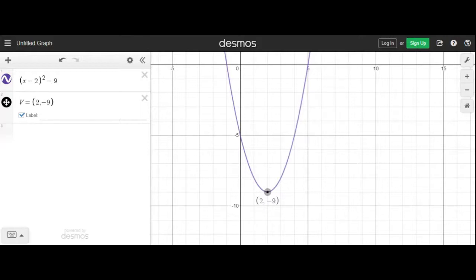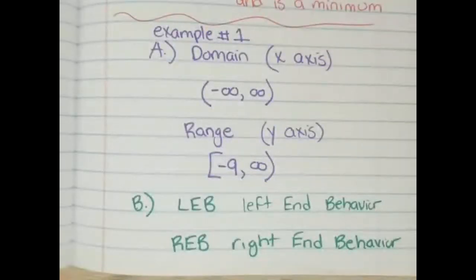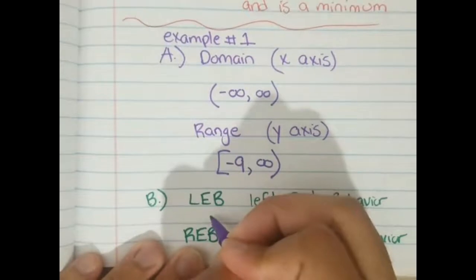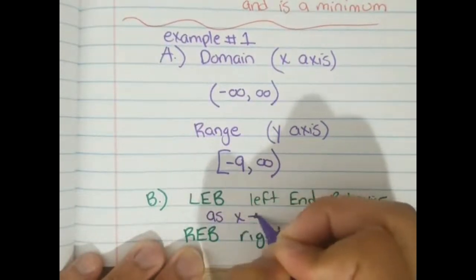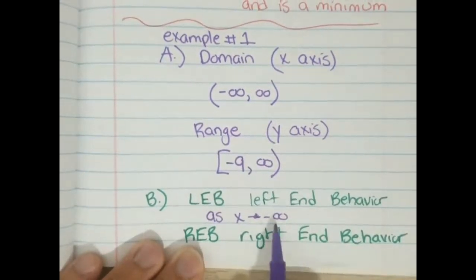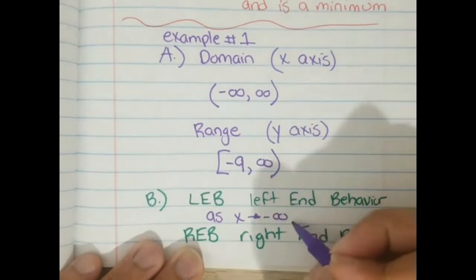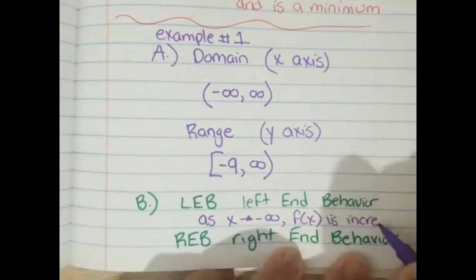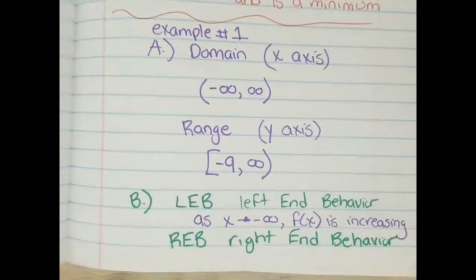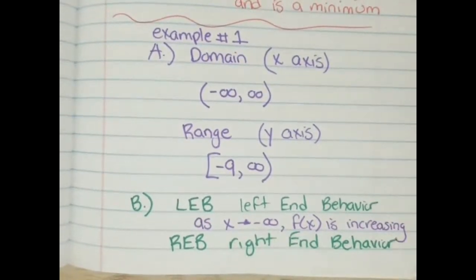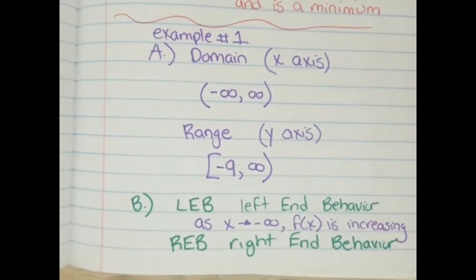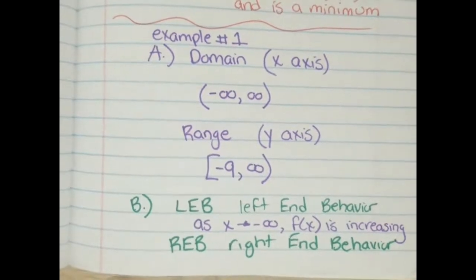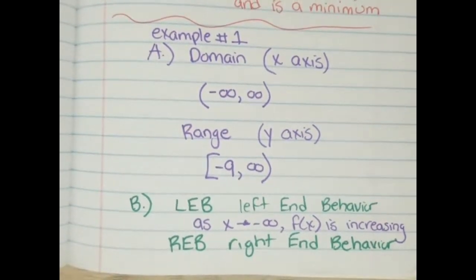Yes, Andy, you're right. It is increasing off to the right. Let me go back to the camera. There is a special way you want to write this down. For the left end behavior, as x approaches minus infinity, because when you go to the left, you're approaching minus infinity in the x values, you can say f of x is increasing. Looking at the graph, if you start at the vertex and move off to the left towards negative infinity, we're walking uphill. When we walk uphill, it is increasing.